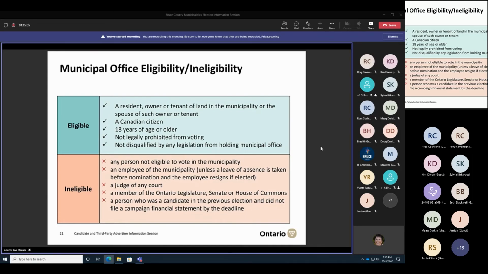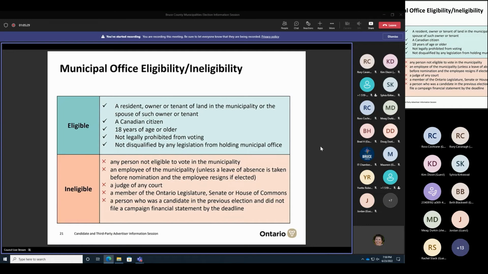Section 30 of the Municipal Elections Act states that the person shall not be considered an employee for this section by reason only of being a volunteer firefighter as defined in the Fire Protection and Prevention Act. If a municipal employee wishes to run for office on that municipality's council, they must take a leave of absence before filing their nomination form.